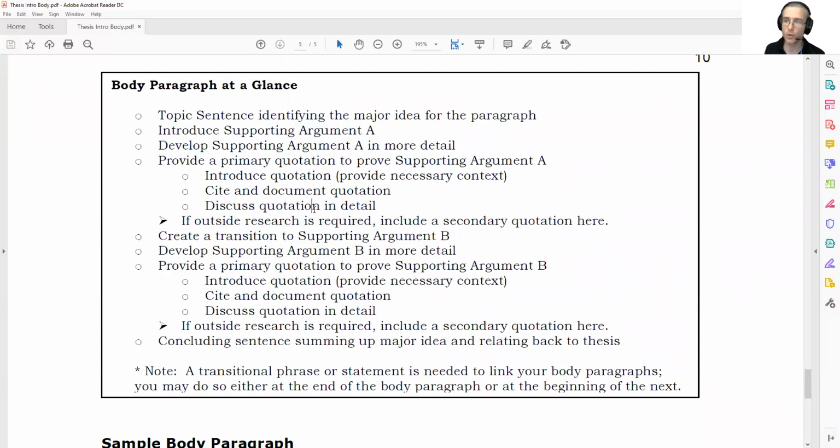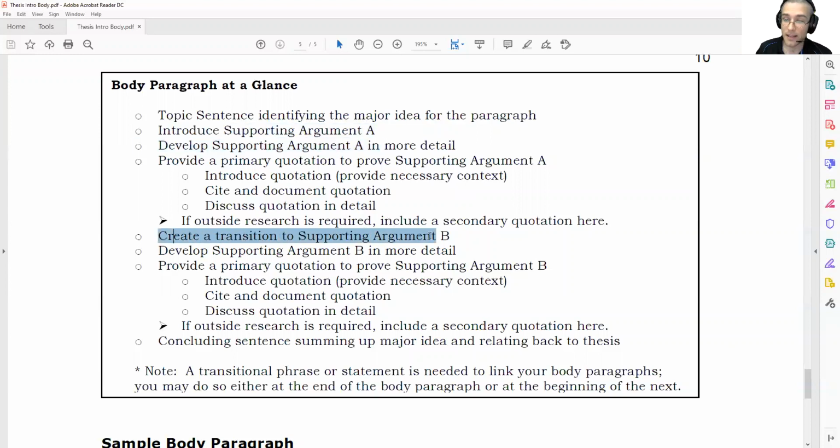You want to use the example, the evidence that you provided, to prove the point. And you can't just assume that the evidence stands on its own. You need to delve into the specific actions of characters, their feelings that are revealed inside that quotation, the language that's used in that quotation, or the symbol that's inside that quotation, or the other literary device, in order to develop that point, in order to show how specifically and exactly this example really does prove your supporting argument A.